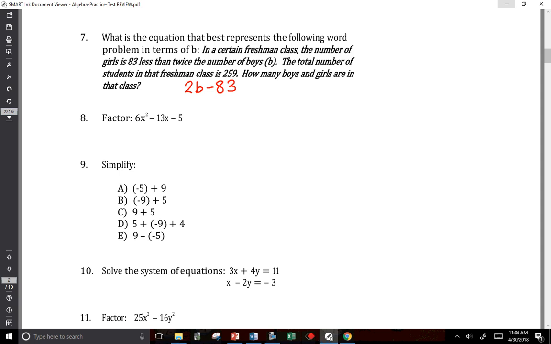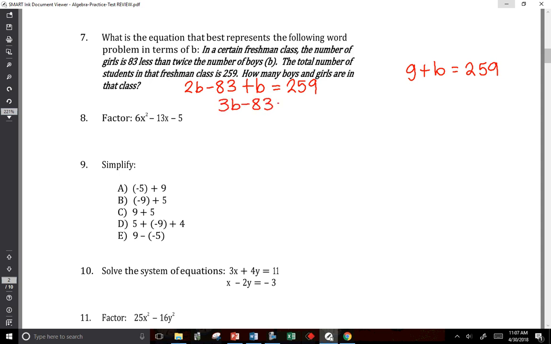So we have girls plus boys are 259. Couldn't you just add a B is what I'm saying? Does that make sense? And then if we made it more simplified, it would be 3B minus 83 equals 259. And that could be used to solve for the number of boys, and then you can plug it back in to find the number of girls. You're not going to have to do all that, though.